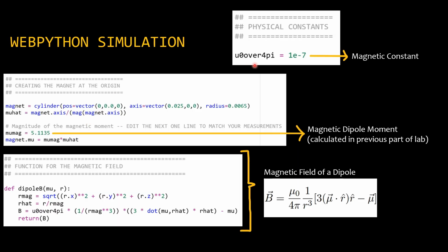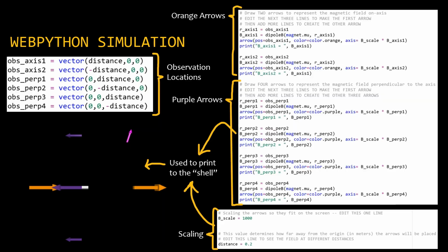Then I used that, I plugged those data points right into my WebPython simulation. This is just the constant up here, the magnetic constant. Down here, I just plugged in the magnetic dipole moment I previously calculated. And this formula right here is just put in the code for the magnetic field of a dipole. Then this section of the code made our orange arrows. This section of the code created the observation locations. This section of the code created the purple arrows. And these were all used, including the scaling at the bottom, to print to the shell.